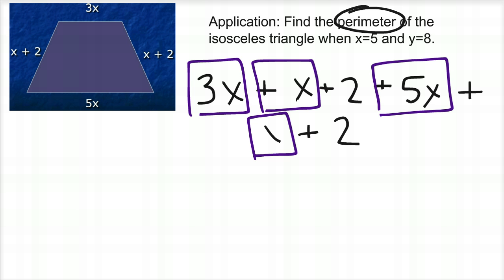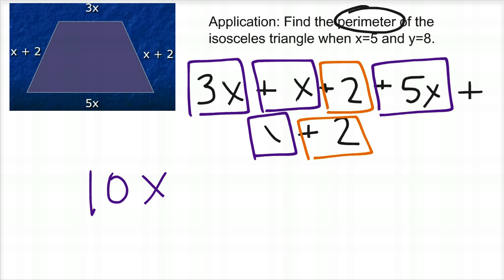Then, with another color, I'm going to define any number that is just a constant. Positive 2, positive 2. All right, so now my job is to combine like terms. 3x plus 1x, that's 4x, plus 5x, that's 9x, plus x gives me 10x. 2 plus 2 gives me 4. So here's my simplified expression.